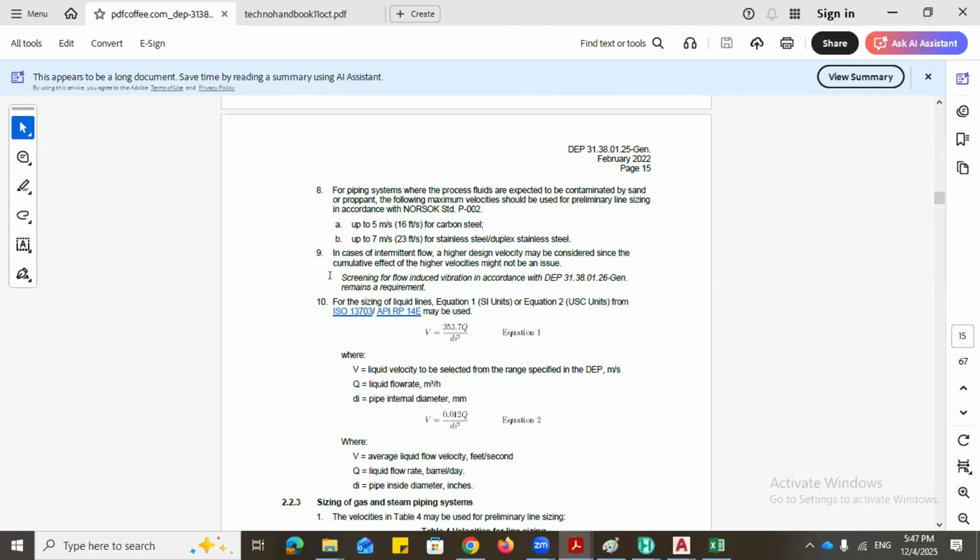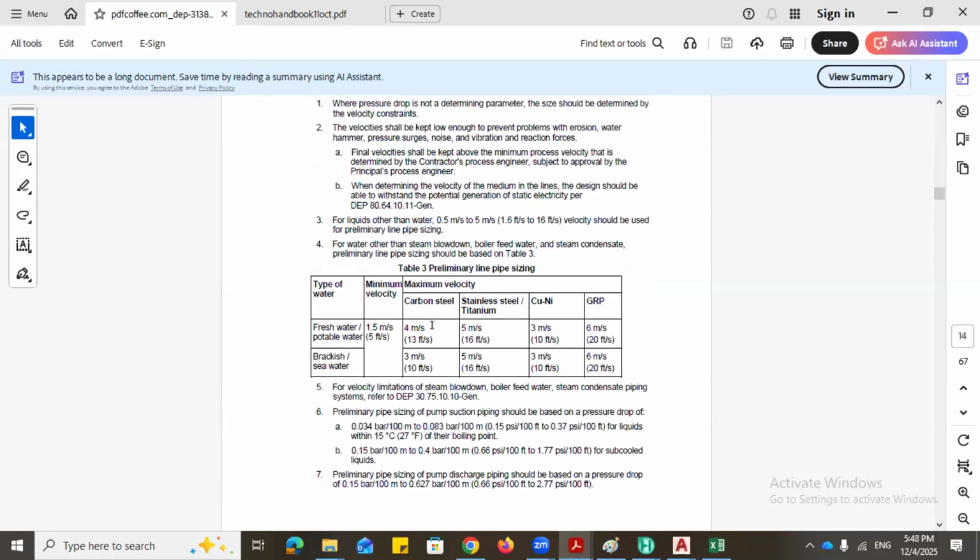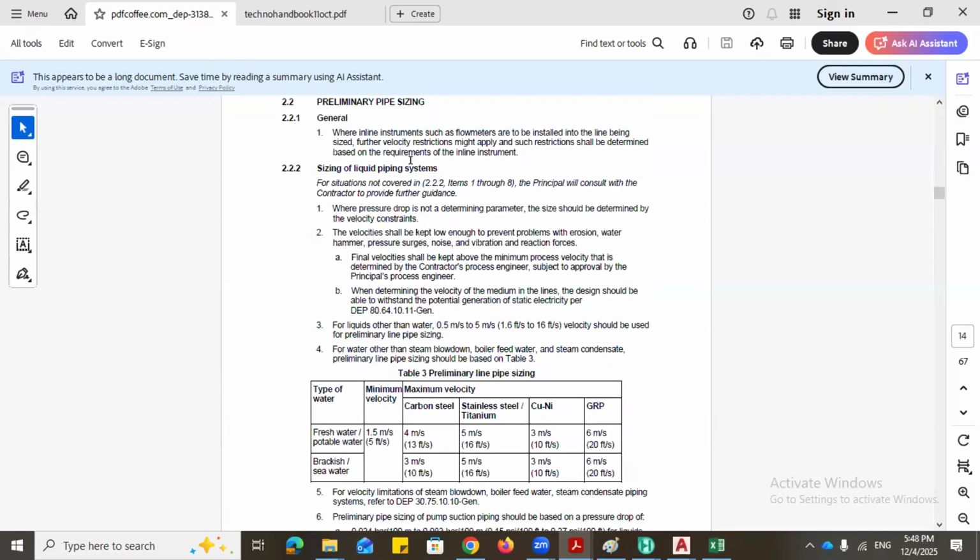I am API certified and British certified when it comes to sizing of lines and equipment. So we are talking about brothers; I am brothers to all of this. So we have their details. If you look at this now, let's start with liquid line sizing, liquid piping.